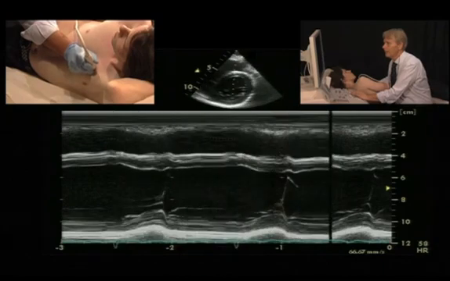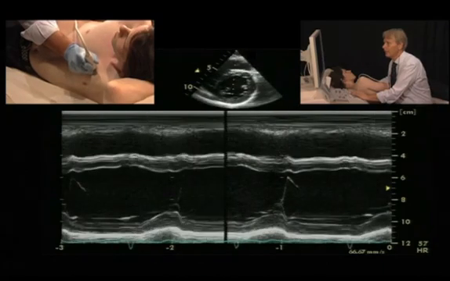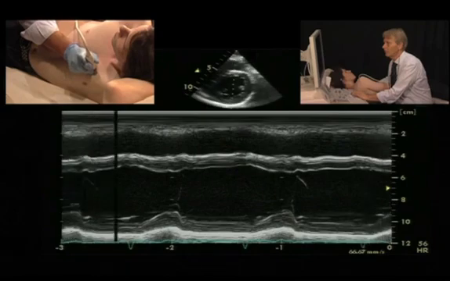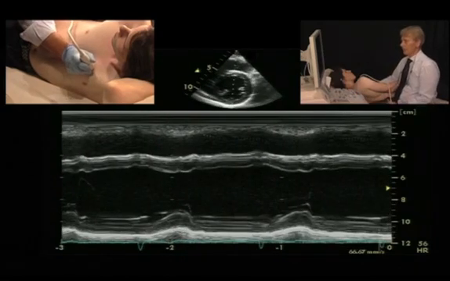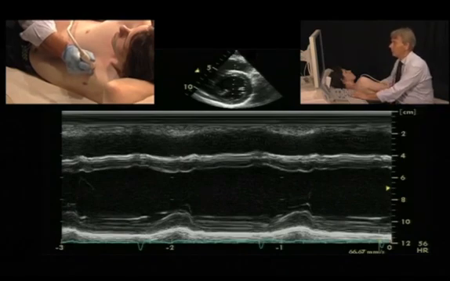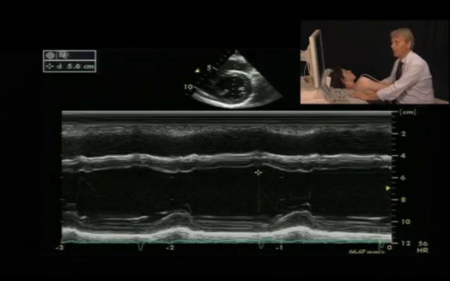and optimize the image so that you have a very good contour, and then freeze the image and perform the measurement of the septum at diastole. So we have the biggest width of the left ventricle shortly before the QRS complex starts. So this is where you would start with your M-mode measurement of the septum.